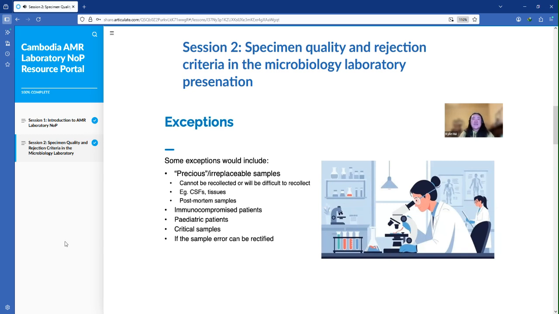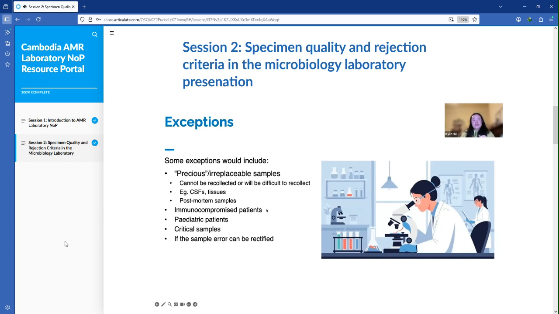For example, if a CSF was mislabeled with patient details mismatching the request form, you would call the clinician who, hopefully, had performed the lumbar puncture, and ask them to re-sign or attest that this sample had come out of patient A and not patient B as labeled, to prevent the patient from repeating the lumbar puncture. Things like post-mortem samples are obviously difficult to recollect as the patient has passed away. So again, this would need to be worked around with the clinician.